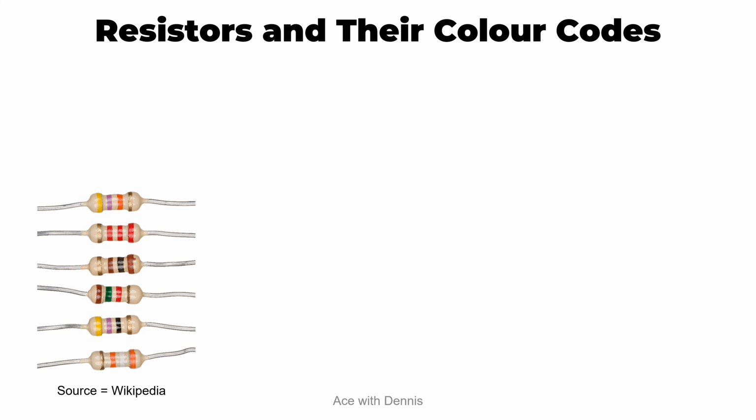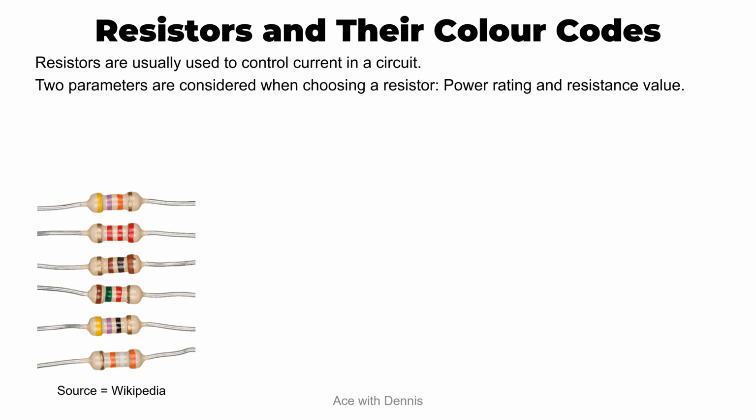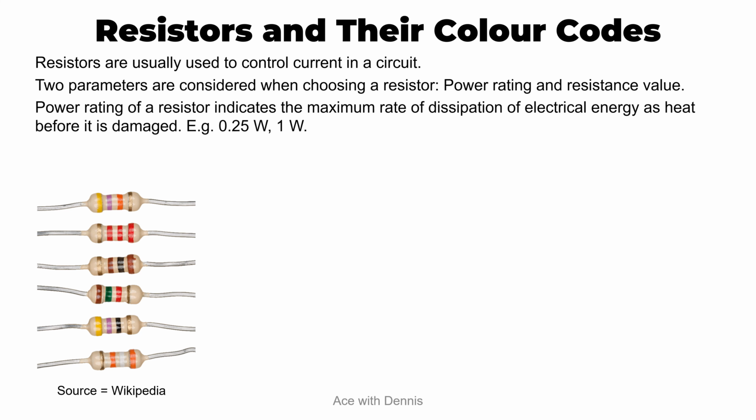Lastly, let's discuss resistors and their color codes. Resistors are usually used to control current in a circuit. Two parameters are considered when choosing a resistor, which are power rating and resistance value. Power rating of a resistor indicates the maximum rate of dissipation of electrical energy as heat before it is damaged. Examples are 0.25 watt and 1 watt.